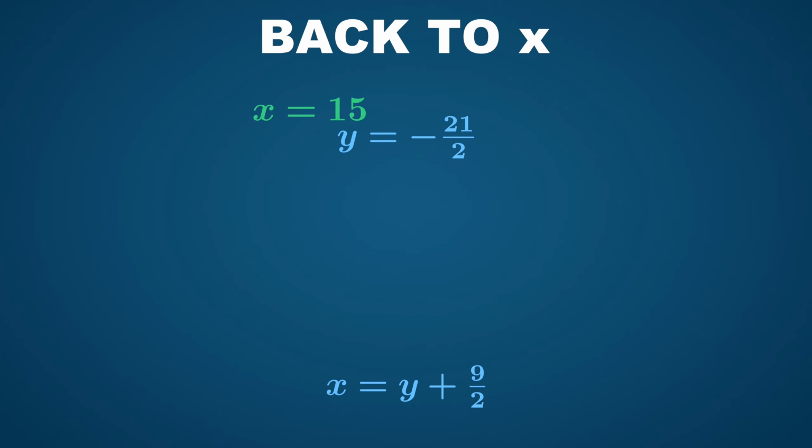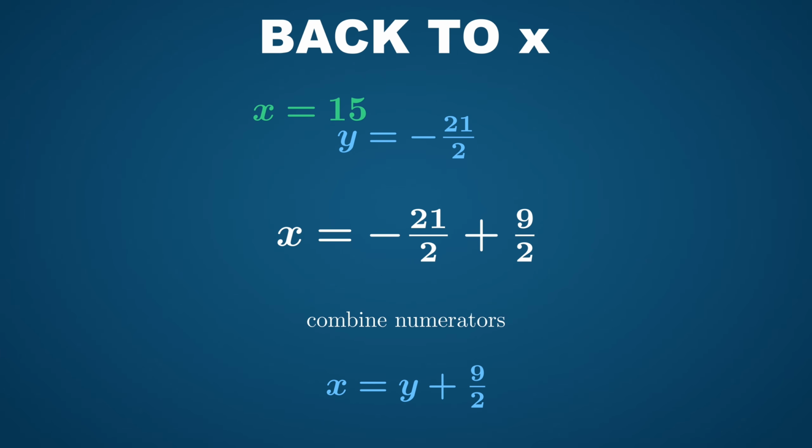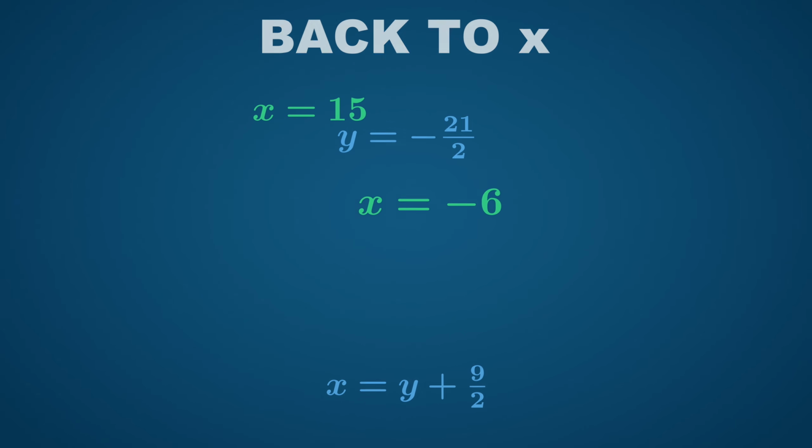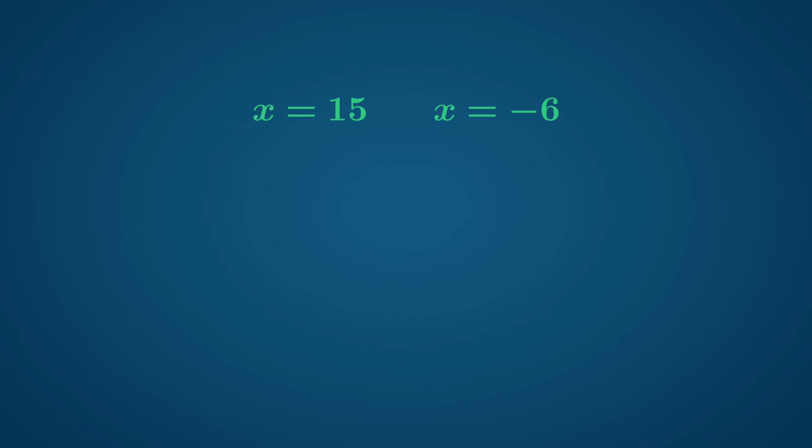Now we use the negative y value of negative 21 halves. We plug this negative value into our substitution formula to find the second x. We calculate x by taking negative 21 halves plus a positive 9 halves. Again, the denominators are identical so we can combine the numerators. Negative 21 plus 9 gives a result of negative 12. We divide negative 12 by 2 to get negative 6. So our second possible solution for x is negative 6.